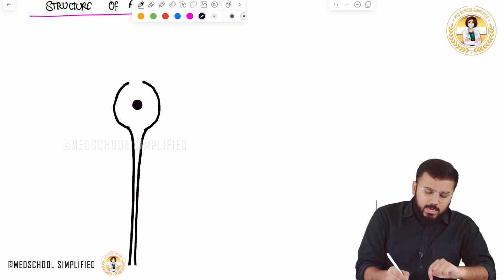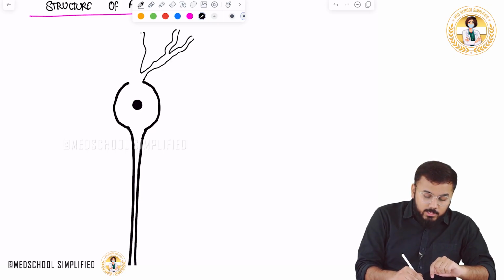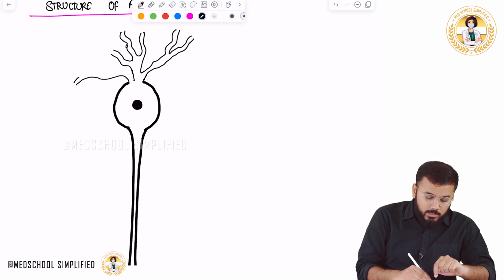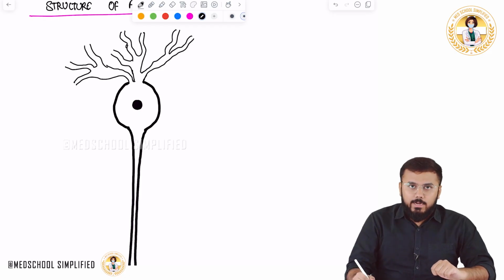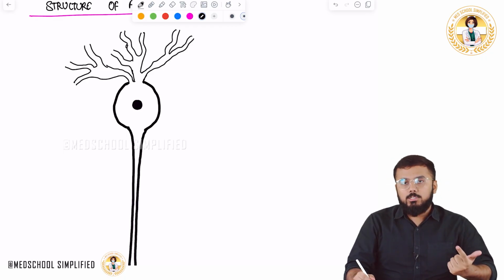Next important thing is that if you look on the top of the cell body, you see some processes which are located on the top of the cell body. These processes are what are called your dendrites. What is the use of dendrites? Dendrites receive the information. Dendrites are also called neurites.